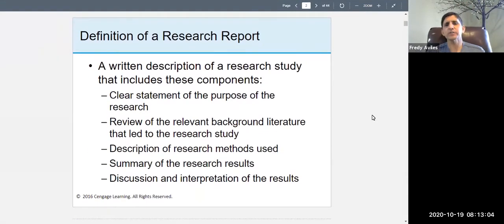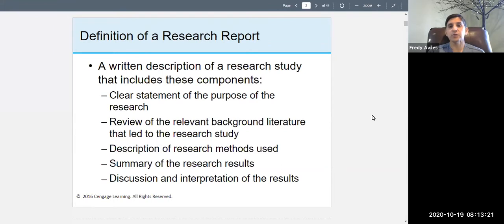First of all, what is a research report? That's what you guys have to come up with several weeks from now, a research report. So it's a written description of a research study that includes these components, okay? You need a clear statement about the purpose of your research, right? Why did you do it? Okay, what was the purpose of it, right?